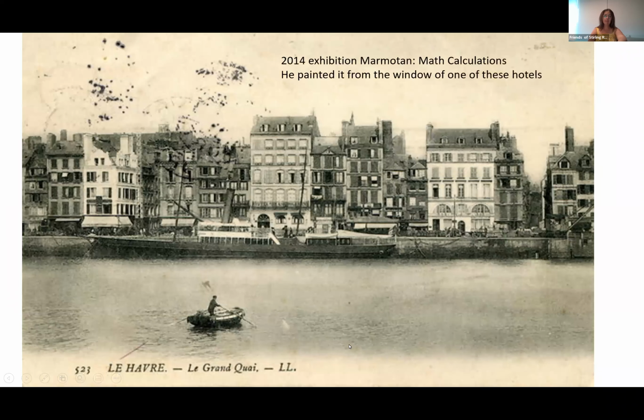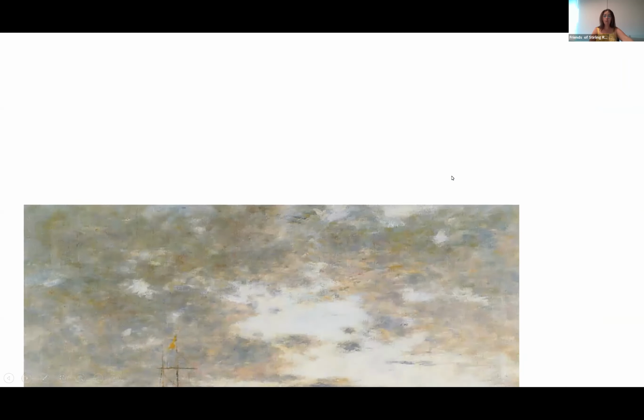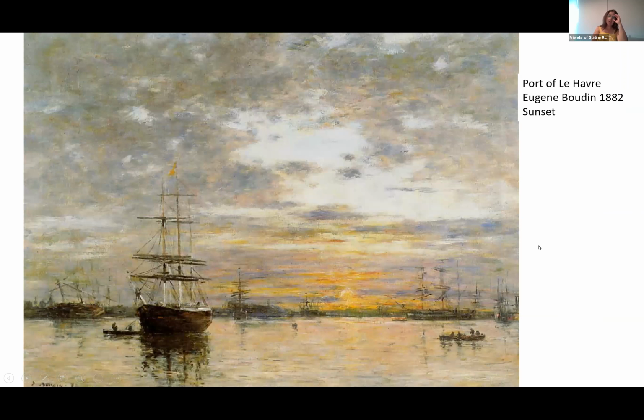Now, when there was an exhibit in 2014 at the Marmottan, they made math calculations to see from which one of those hotels or windows Monet was painting from to do this painting. And there is also an argument if it was really that painting, the one that was exhibited there and the one that Louis Leroy criticized.